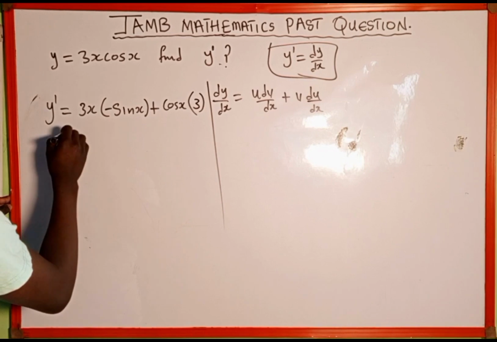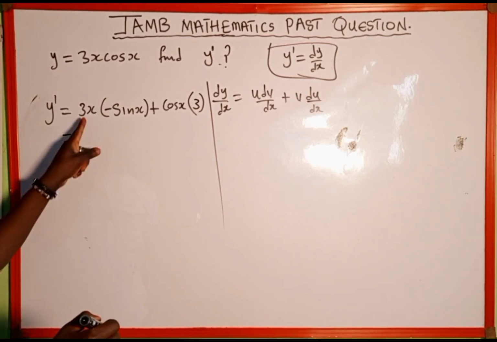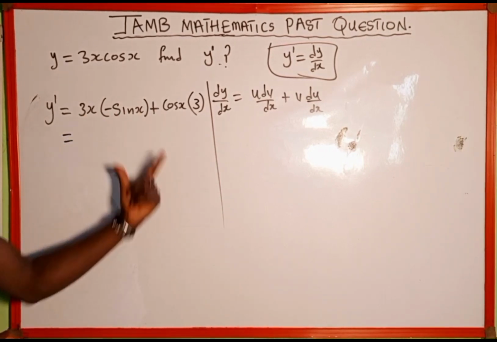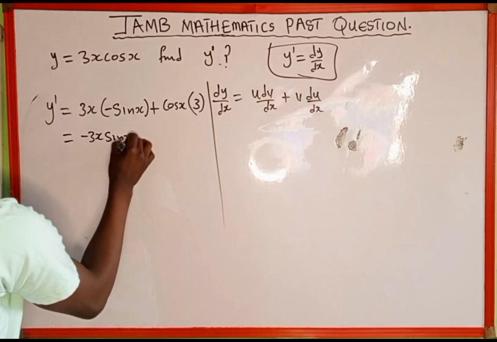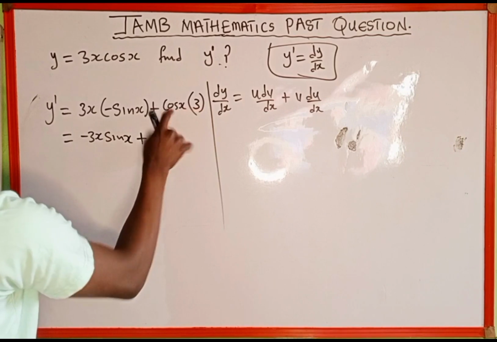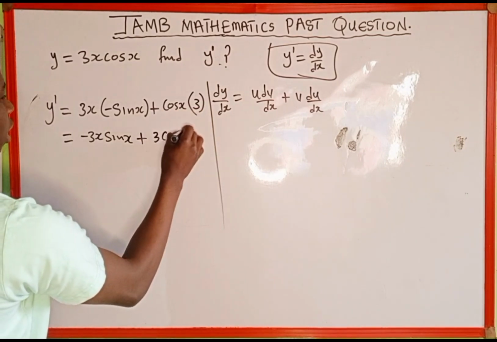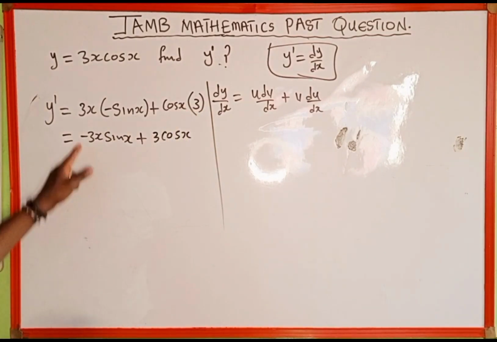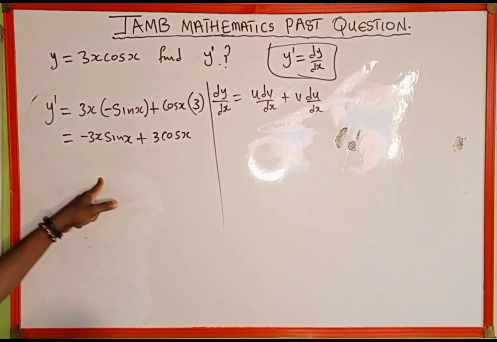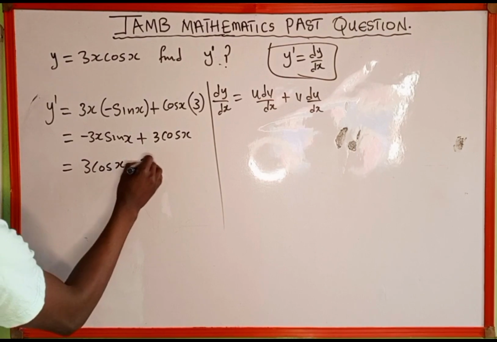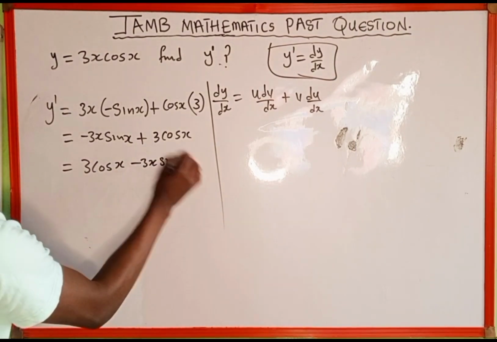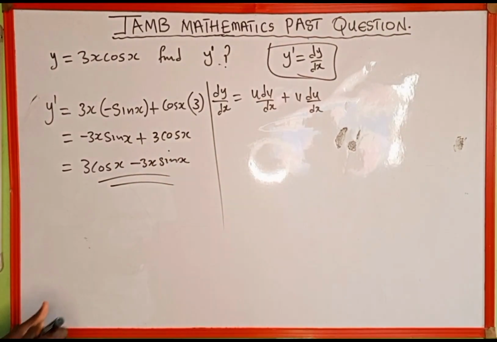So the next thing we're going to do is to do the multiplication. 3x multiplied by minus sine x is going to give us minus 3x sine x, then plus 3 multiplied by cosine x is going to give us 3 cosine x. So we can take this negative here and bring this plus here. So this is going to be what? 3 cosine x minus 3x sine x. So here is the derivative of this function with respect to x.